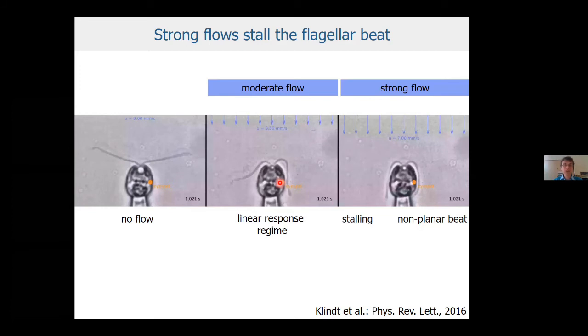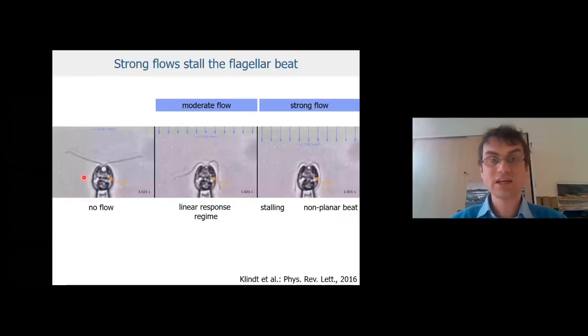And for example, reproduce the stalling or the switching to a non-planar bead. So I could envision that in the next 10 years, this becomes a test case for theories of cilia beading. Because it makes a difference whether you only compare theory and experiment for the left case, no flow, or if you have the whole spectrum of different flow conditions probed.